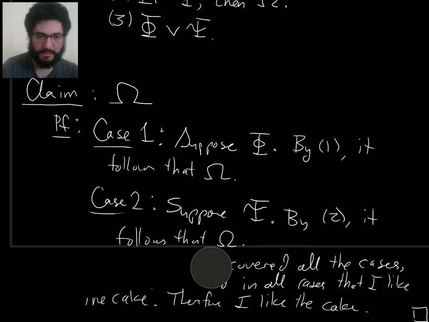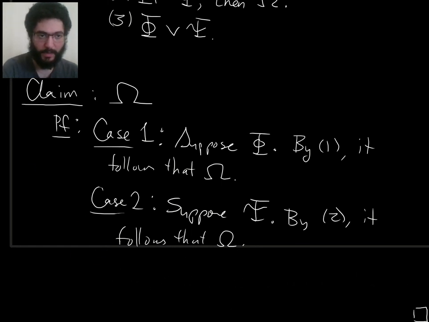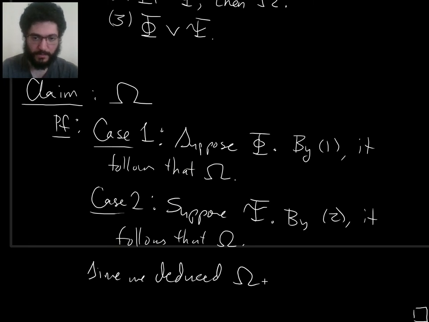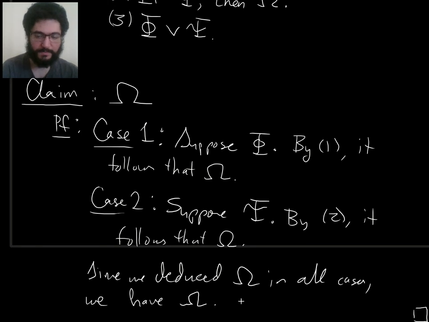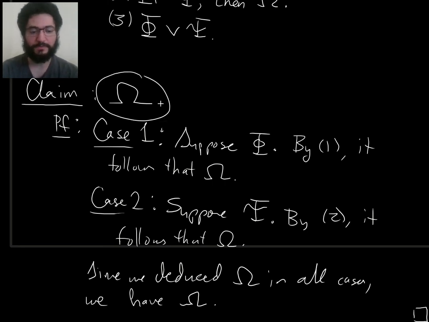And then the conclusion is, since we deduced omega in all cases, we have omega. And then that's the end of the proof. And by have omega, when I say I have a proposition, I mean I have that it is true. I have that fact in hand. I have concluded omega overall. So, in other words, the claim here is proven. So that's proof by cases.